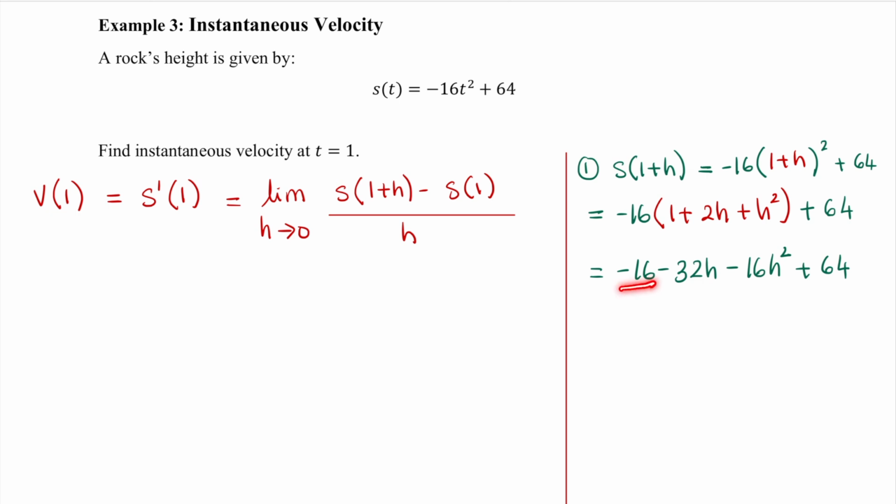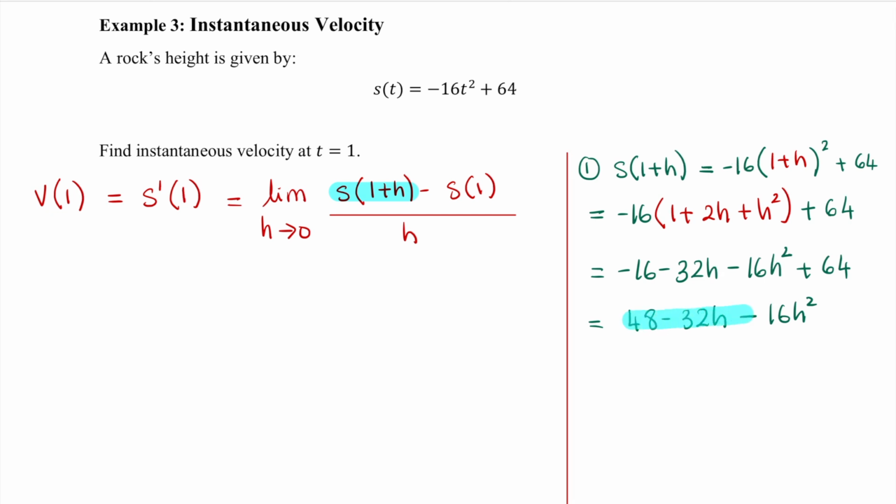Negative 16 plus 64 is 48. So I have 48 minus 32h minus 16h squared. So s of 1 plus h equals 48 minus 32h minus 16h squared. I will replace this with 48 minus 32h minus 16h squared.